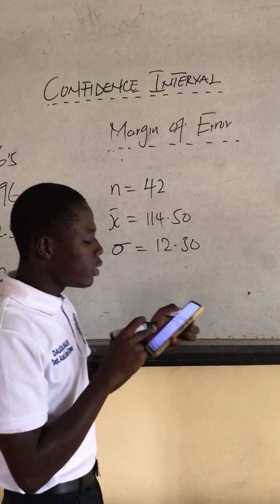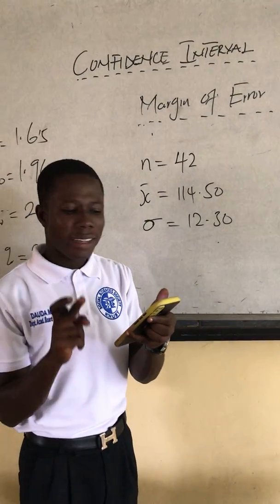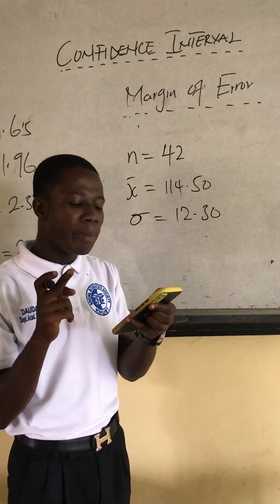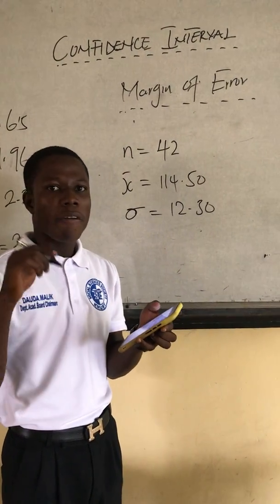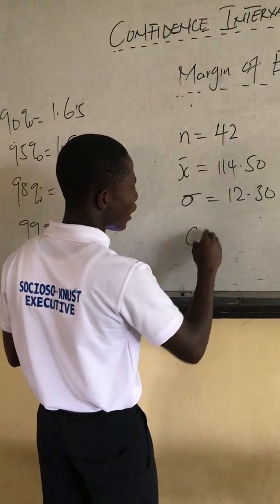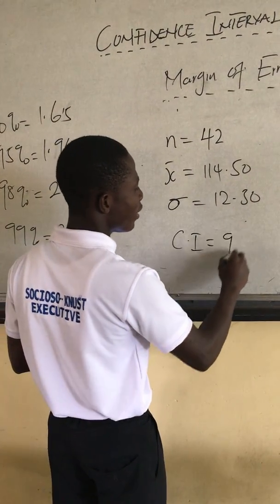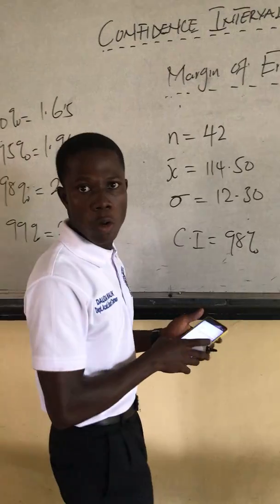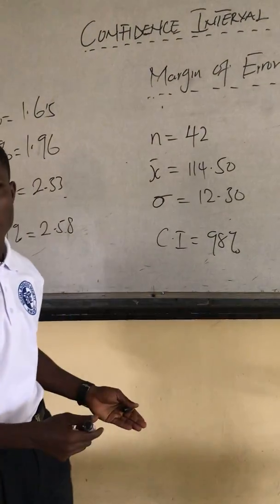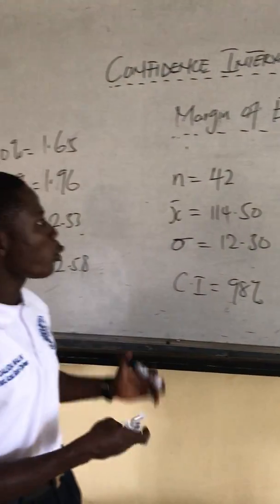Find a 98% confidence interval for the mean price of all textbooks. So we are finding a 98% confidence interval. So the CI, confidence interval, is a 98% confidence interval. Okay. So this is the question. So solving for this question.